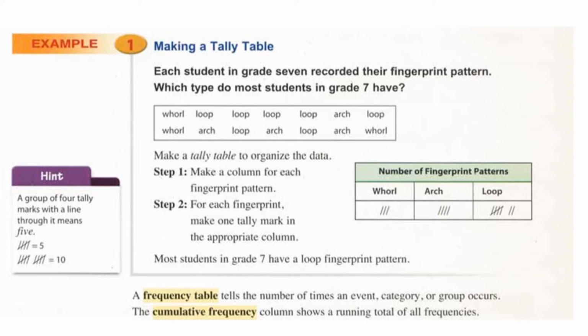What does it mean, a frequency table? A frequency table tells the number of times an event occurs, and the cumulative frequency. Cumulative frequency column shows a running total of all frequencies.